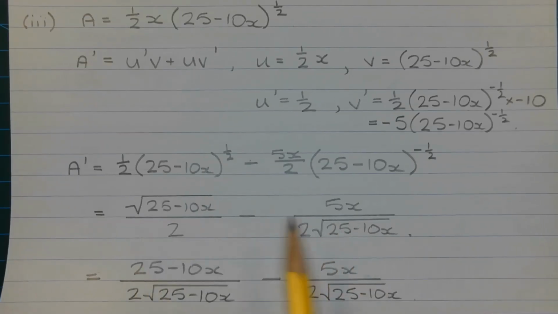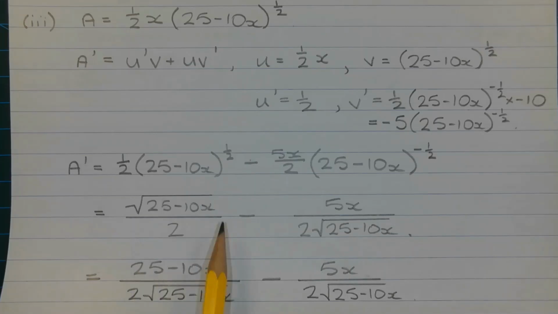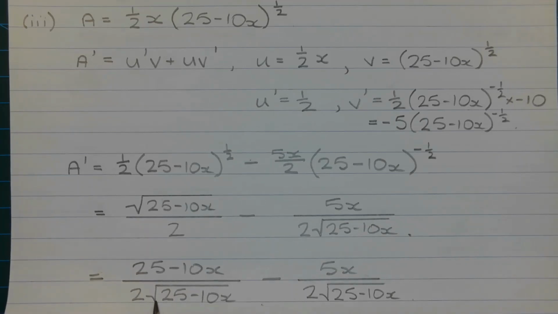Now we can combine these two fractions together if we can find a common denominator. So if we take the first fraction and multiply the numerator and the denominator by the denominator of the second fraction, we can get two fractions with the same denominators, which means we can then combine the two fractions. So A' is equal to 25 minus 10x over 2 times the square root of 25 minus 10x minus 5x over 2 times the square root of 25 minus 10x.